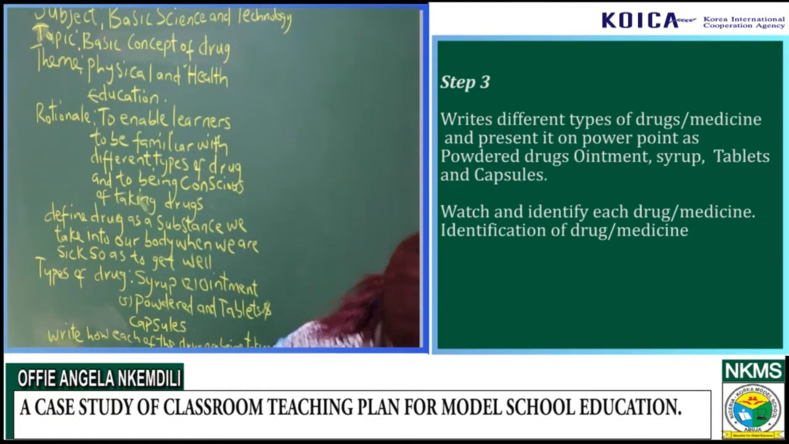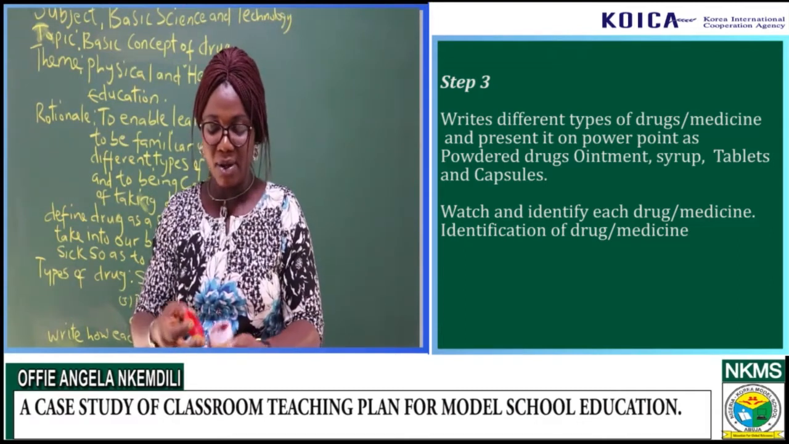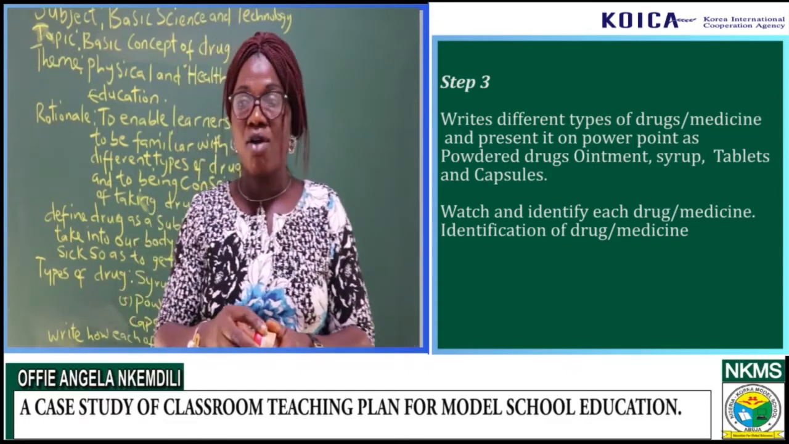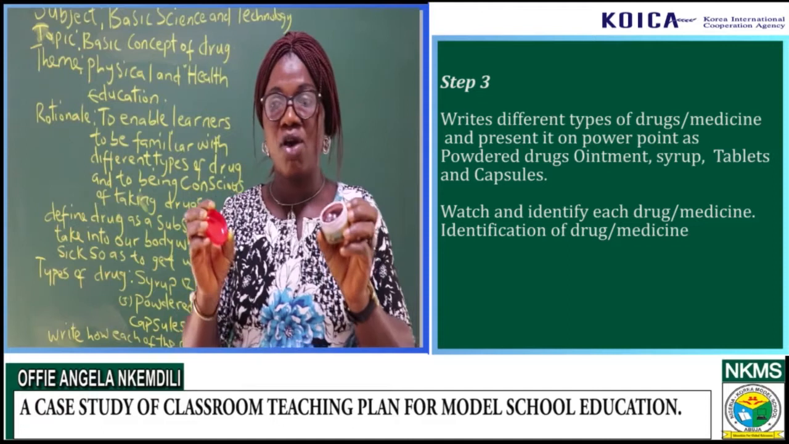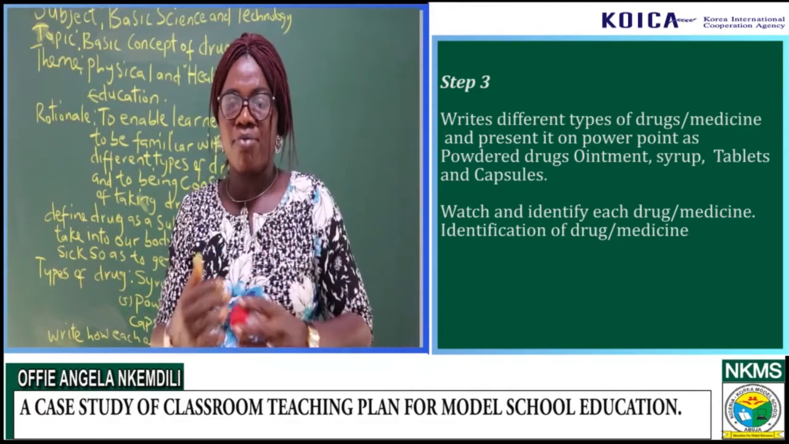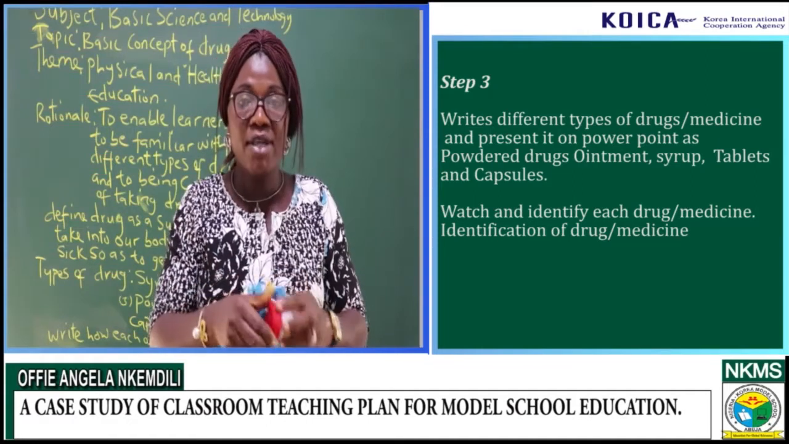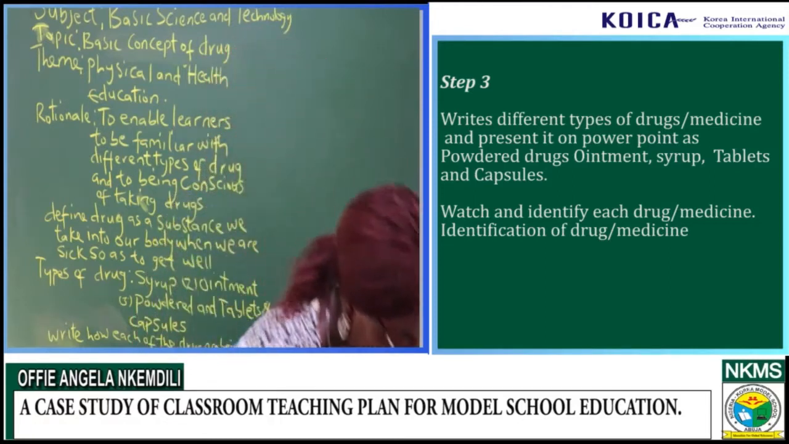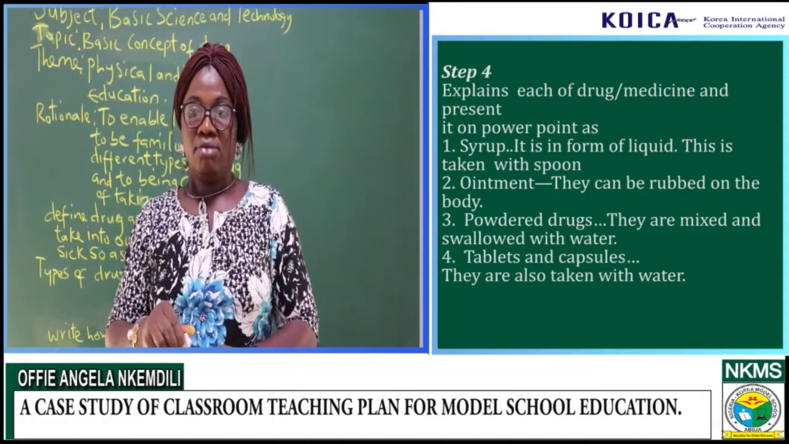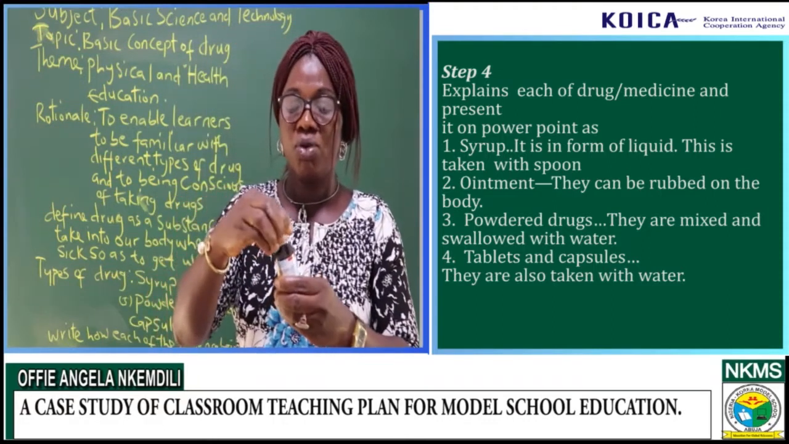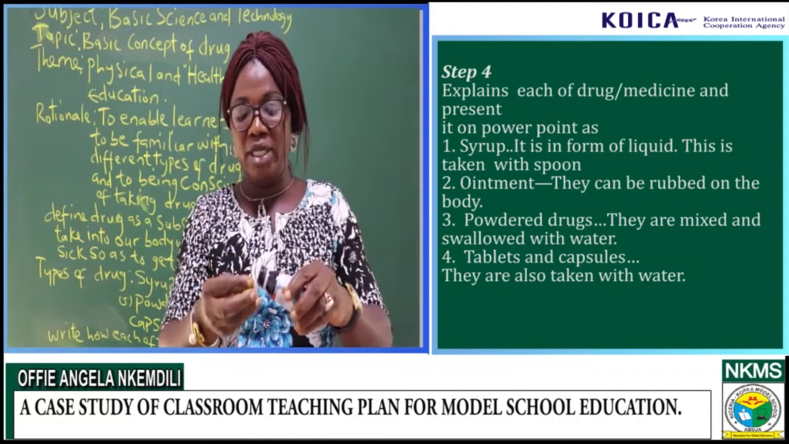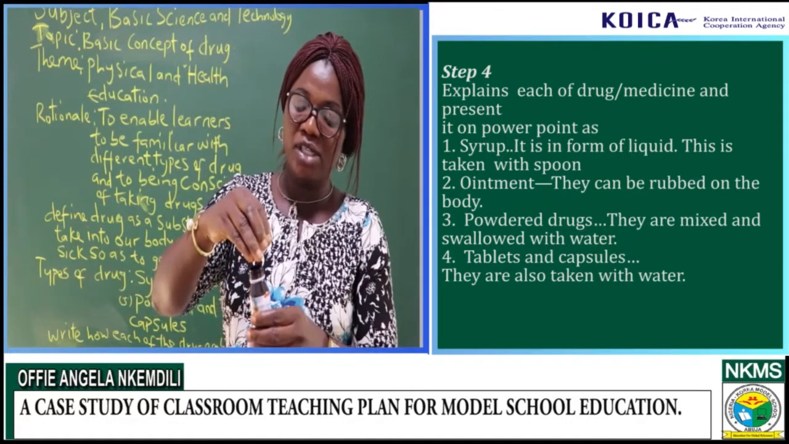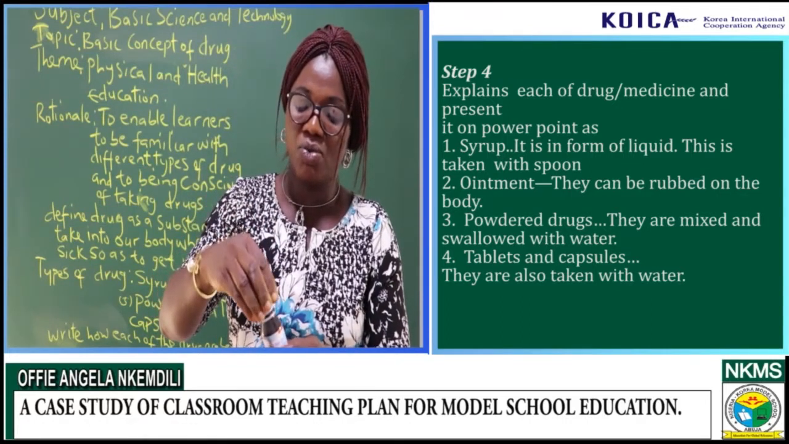The second drug is ointment. Look at the ointment. Now we are getting into cold season. If you are cold, you use this ointment to rub all over your body. Do you get me? You rub it all over your body. That's the second type of drug. Another one is syrup. Syrup is the one you take with a spoon. It is in the form of liquid. Look at it. You take it with a spoon.